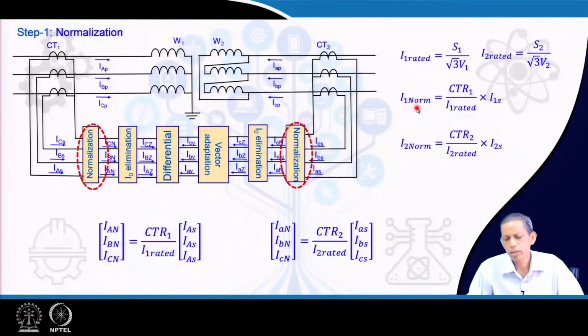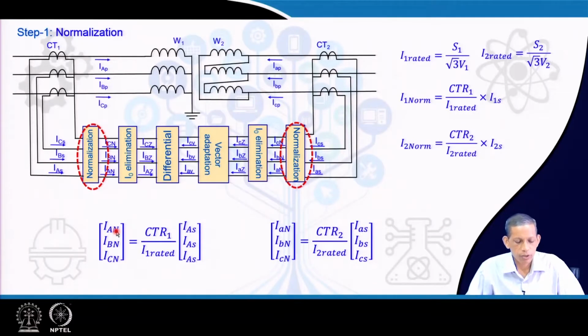Now, we see the normalization is obtained as already observed in the last lecture: the CT ratio 1 upon the rated current of that first winding, that is the high voltage winding, into the corresponding secondary current available. The I2 normalization for the second winding is carried out like that. If you have a third winding, you can carry out like this for the third winding also.